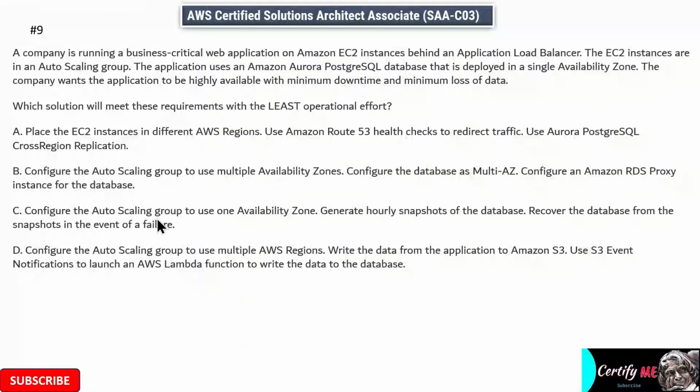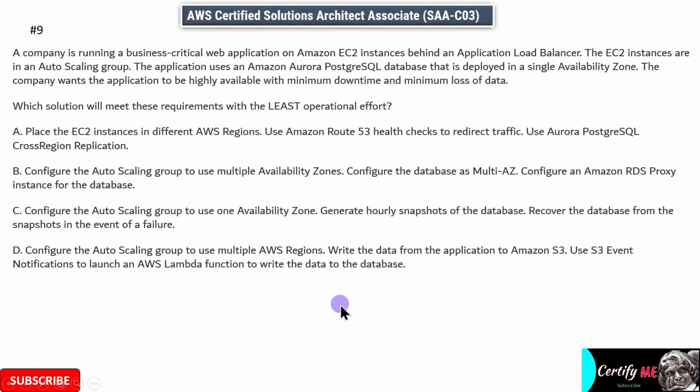Option C: configure the Auto Scaling group to use one Availability Zone. Generate hourly snapshots of the database. Recover the database from the snapshots in the event of a failure. Option D: configure the Auto Scaling group to use multiple AWS regions. Write the data from the application to Amazon S3. Use S3 event notifications to launch an AWS Lambda function to write the data to the database.